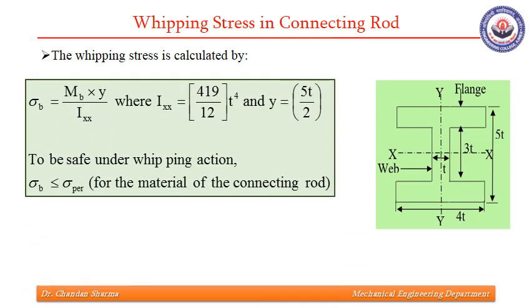With this we find the whipping stress by this formula: sigma b as Mb into y over Ixx, where Ixx is the same for the standard cross section and y is 5t by 2. So what will we do? Because we know everything over here, we have already found what t is, and we have already found the other parameters also. We just need to determine sigma b, and check whether sigma b is less than or equal to sigma permissible for the material of the connecting rod.